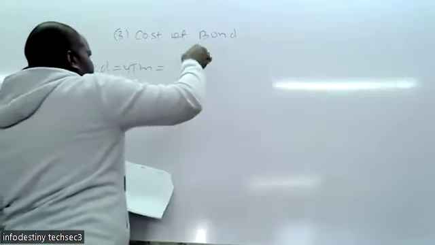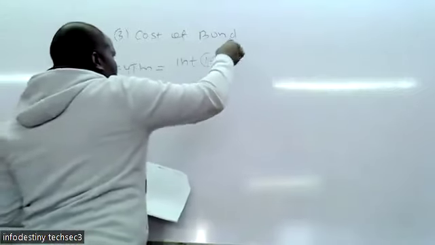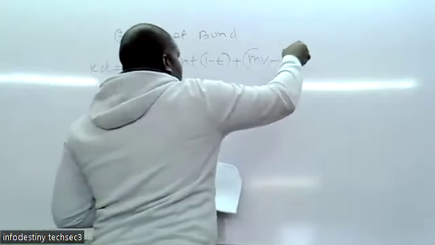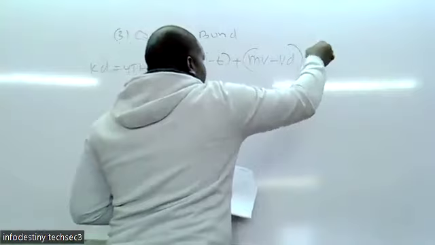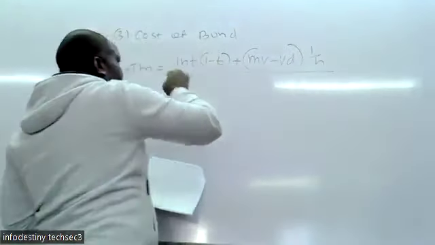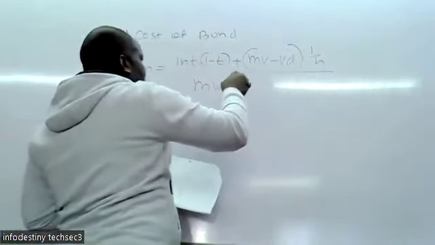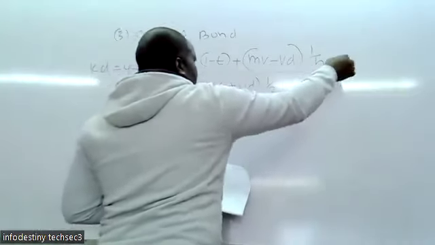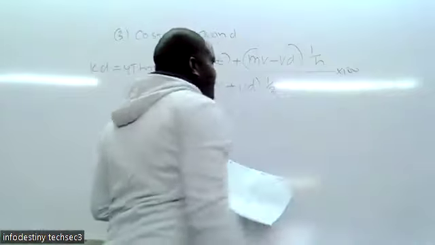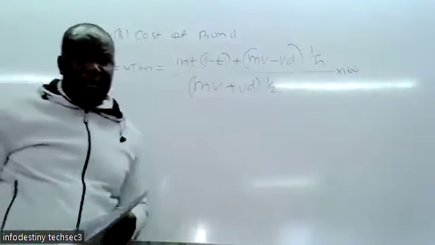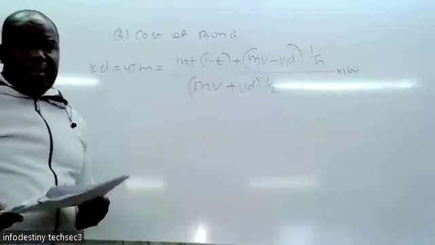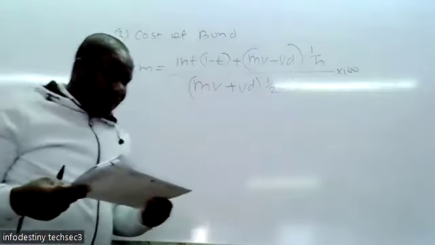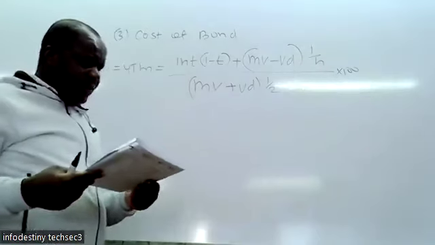Whereby you get interest, then we add maturity value minus the current value. You also divide maturity value plus the current value, then a half. Then we express it as a percentage. So you start by computing interest. So interest rate is 7%.